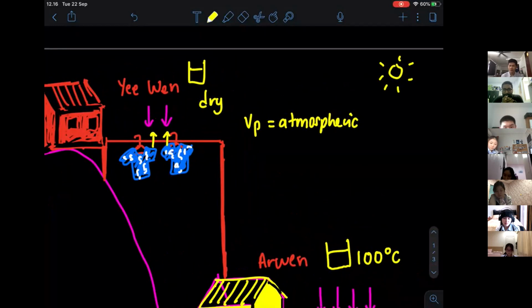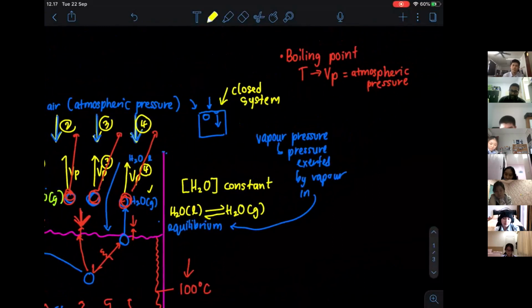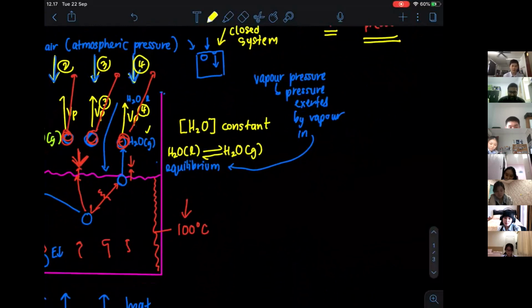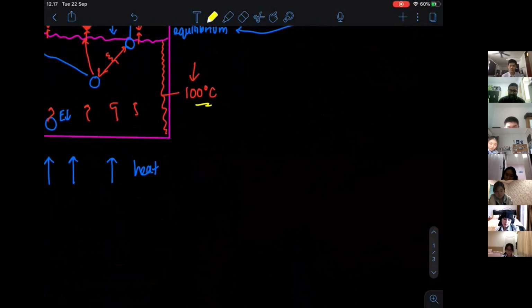Yes. No, it's not going to be 100 degrees Celsius anymore. Because you have to actually understand the concept of boiling point. Boiling point is when the vapor pressure is the same as atmospheric pressure, then it's boiling point. So 100 degrees Celsius is the boiling point at a particular pressure. 100 degrees Celsius happens at 101 kilopascal.